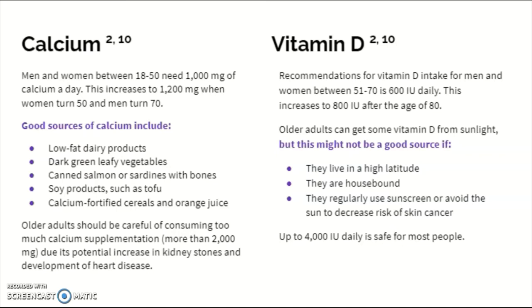For vitamin D, recommendations for vitamin D intake for men and women between ages 51 and 70 is 600 IU daily. This increases to 800 IU after the age of 80. Older adults can get some vitamin D from sunlight, but this might not be a good source for them if they live in a high latitude, if they're housebound, or if they regularly use sunscreen to avoid the sun in hopes to decrease their risk of skin cancer. Up to 4,000 IU daily is safe for most people.